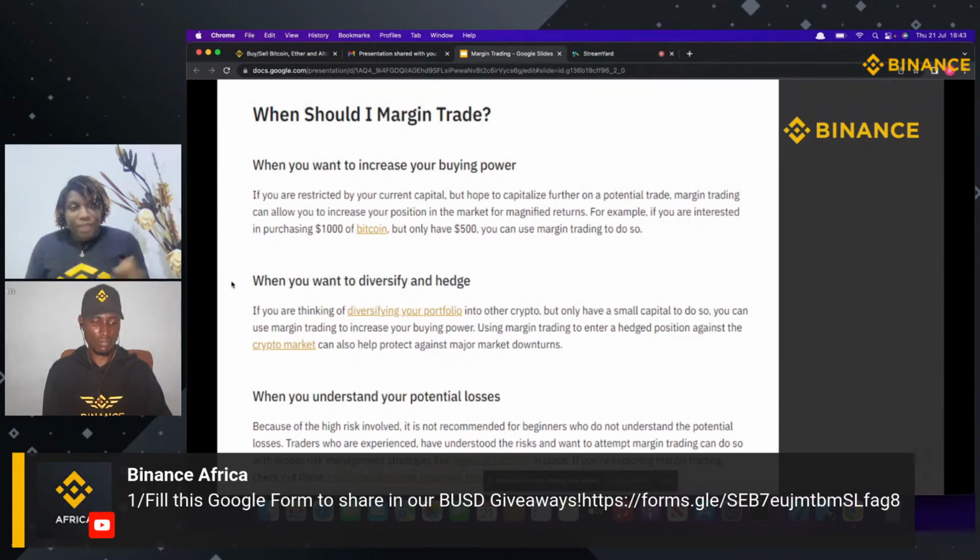Now, the final and most important thing is that you have actually understood the potential losses involved. It is really, really important. This is a newbie walkthrough, so I cannot overemphasize the fact that you need to understand the potential losses, because it's not like a spot trade where you buy a coin and you lose in accordance to how the market moves, and you understand this.